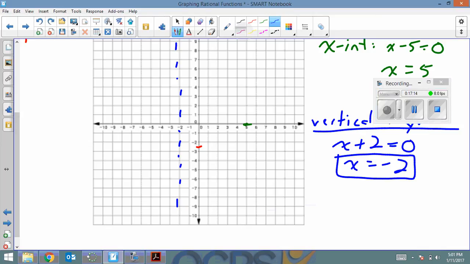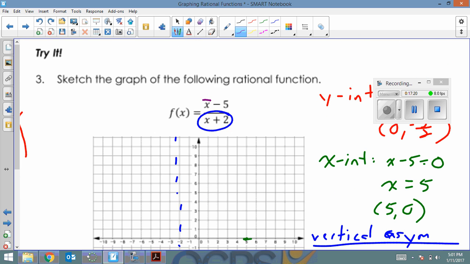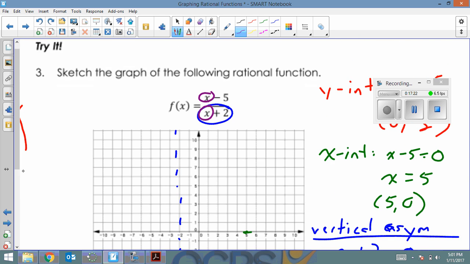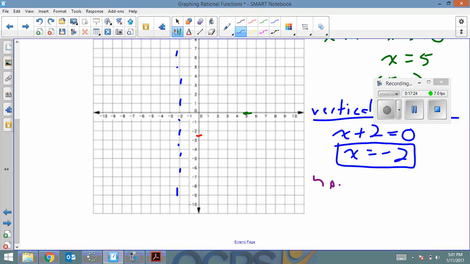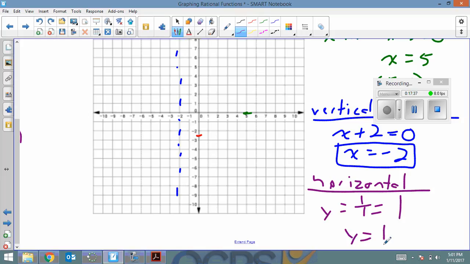And the last one we're going to do is a horizontal. I know it's horizontal because of the degrees up here, it's 1 over 1. So that means they are the same. When they are the same, you take the coefficients. So the coefficient of the first one is 1, divided by the coefficient of the second one, which is 1. 1 divided by 1 is 1. So we have a horizontal asymptote at y equals 1.